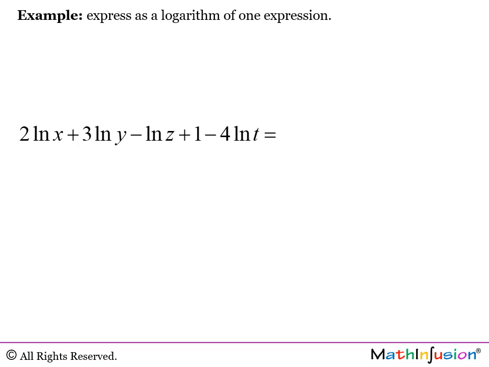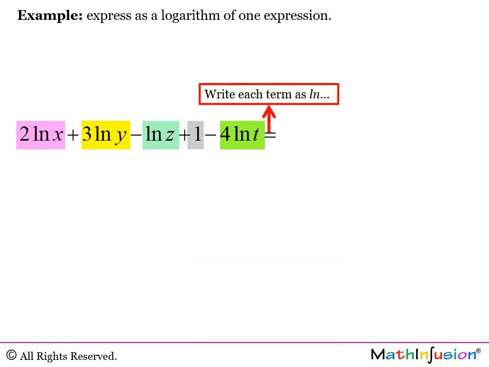Example, express as the logarithm of one expression. We have here all those parts, and we need to combine them and write them as ln of some expression. First thing that I need to do is to write as ln of something, which means I have to get rid of this 2 for the first one and 3 in the second one, and I have to write the 1 as ln of something.